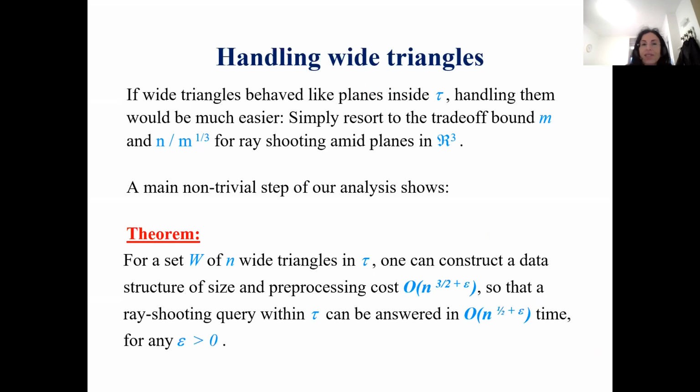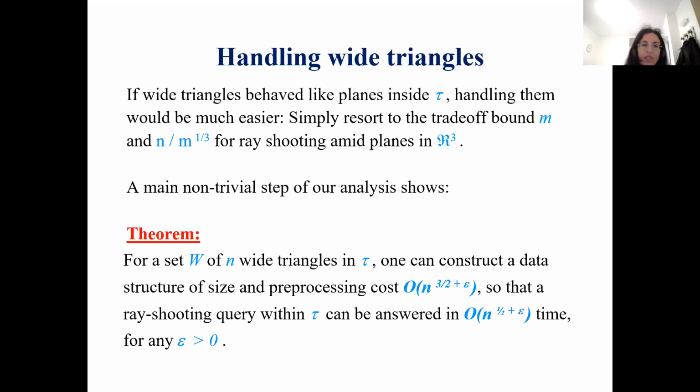But if we had such a property, that would be great, because if wide triangles behaved like planes, we could just use the off-the-shelf ray shooting machinery for planes in free space and resort to the trade-off bound of m and n over m to the 1/3 for ray shooting, and that would be more or less it. But it is not that simple. We actually had to work very hard to handle wide triangles. So I prepared a few slides at the very end of the talk. If I have time, I will explain that.